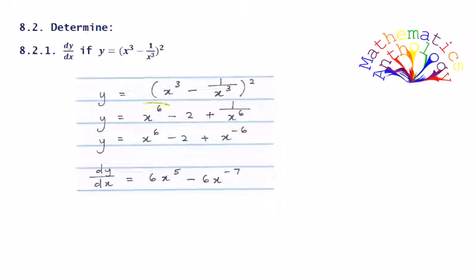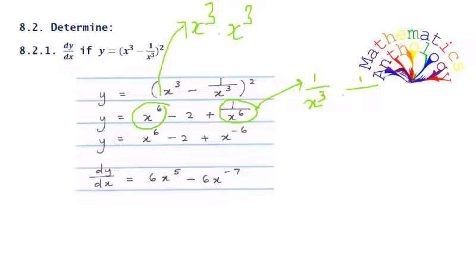8.2 now, determine 8.2.1 dy dx if y is equal to x cubed minus 1 over x cubed all squared. Okay, now dy dx means we're using the rules of differentiation, so that's all those short forms that you learned. So let's start. Y is equal to x cubed minus 1 over x cubed all squared. Okay, so this is squaring the binomial. If you look at it, there's two terms in the bracket and you're squaring that bracket, so that is squaring the binomial. When you square the binomial, you take the first term and you multiply it by itself.